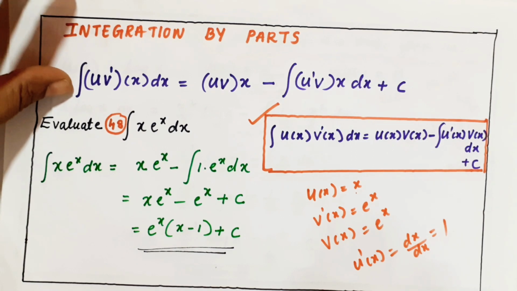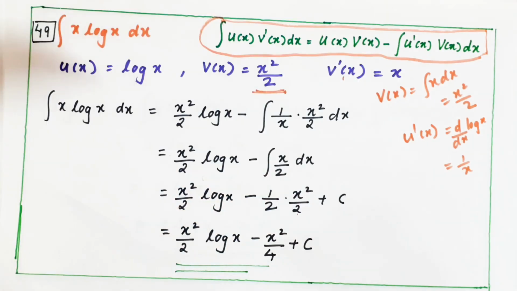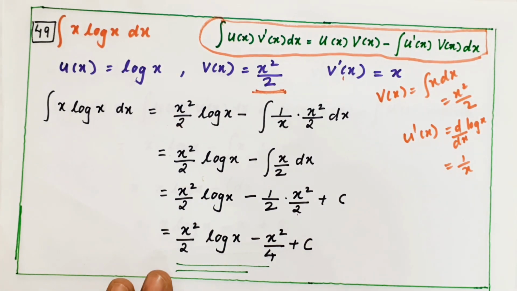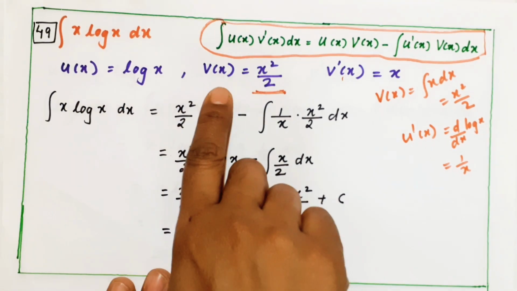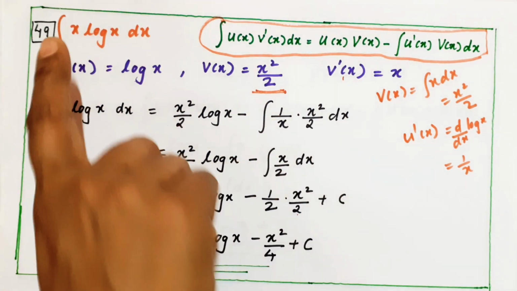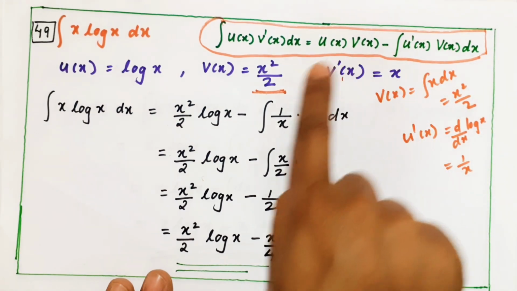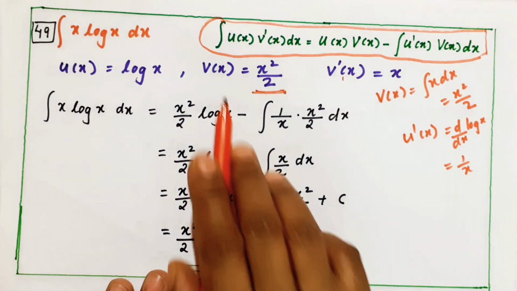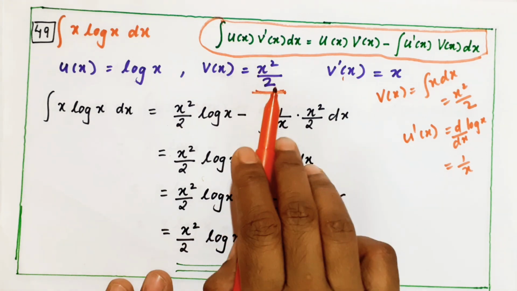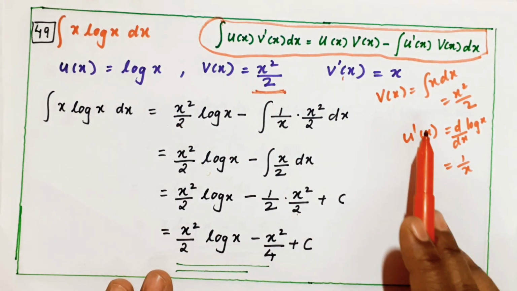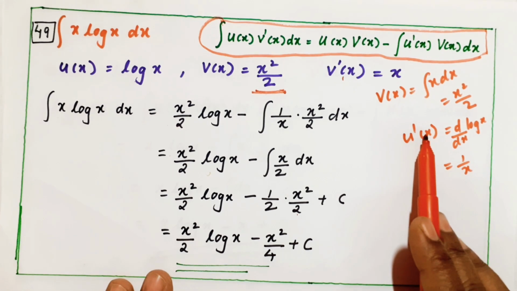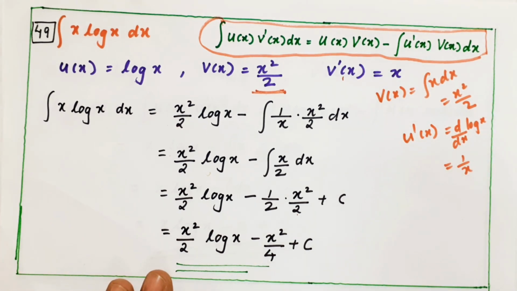Now, the second question, what I did, you check it. The term is integral of x log x dx. Here I did a small rearrangement: u of x I am taking as log x, and v dash x is x. If v dash x is x, how do we find v of x? I integrated, that is x square by 2. Next, after finding all these, it's simple. U dash x you also find out and keep. U dash x is d by dx of log x, which is 1 by x.